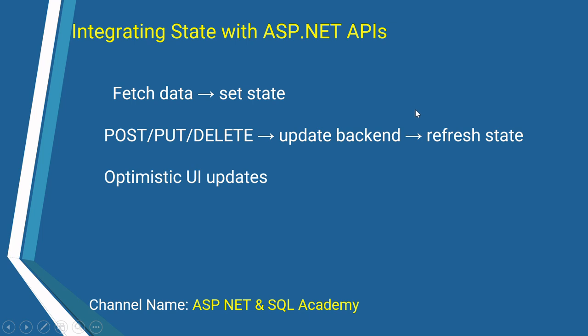Your front-end state often mirrors back-end data. When a user updates something, update the backend via API and then refresh state. Optimistic updates make the UI feel responsive while waiting for server confirmation.